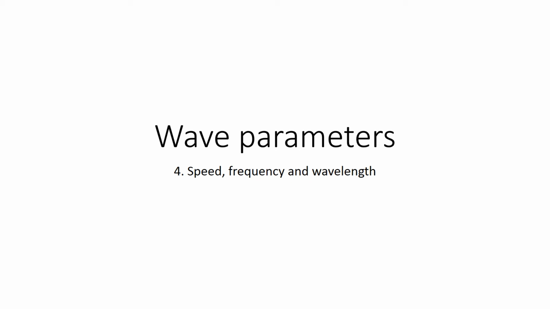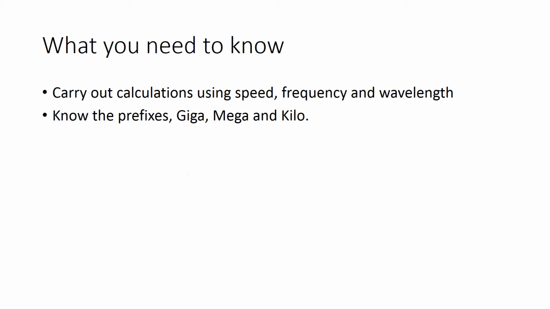This is a mix for the National 5 Wave Parameters key area, and this is the fourth one on speed, frequency and wavelength. What you need to know is you need to be able to calculate speed, frequency or wavelength using the relationship between the three of them, and you need to also be aware, as always, of the prefixes giga, mega and kilo, what they mean and how to make calculations with them.